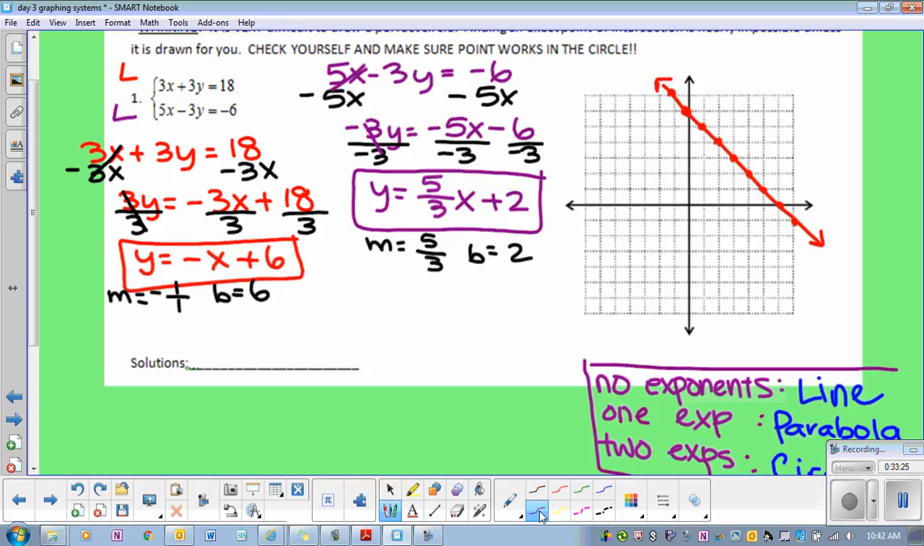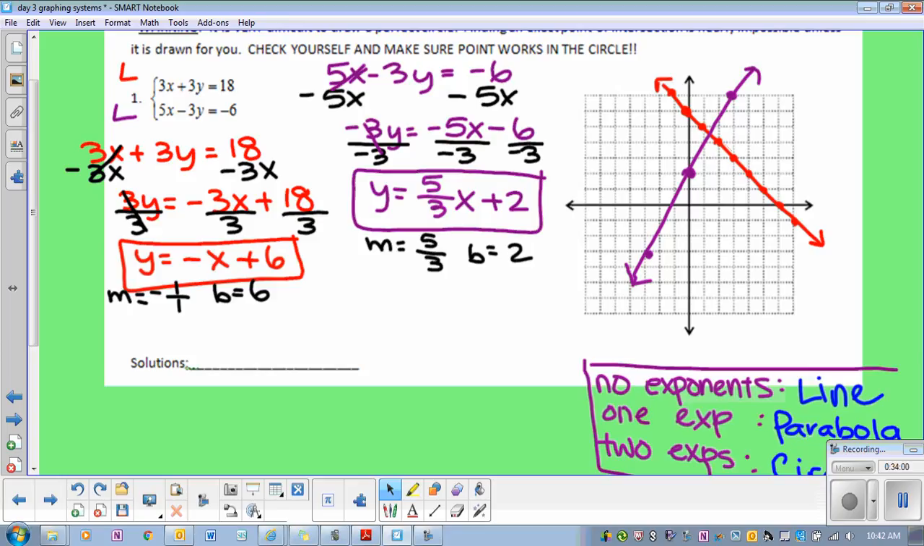Okay, then I begin at b, at 2. And my slope is 5 over 3, so it's up 5, right 3, yes? Or it could be down 5, left 3. I realize that my line is a little bit off. Oh, there we go. Perfect.